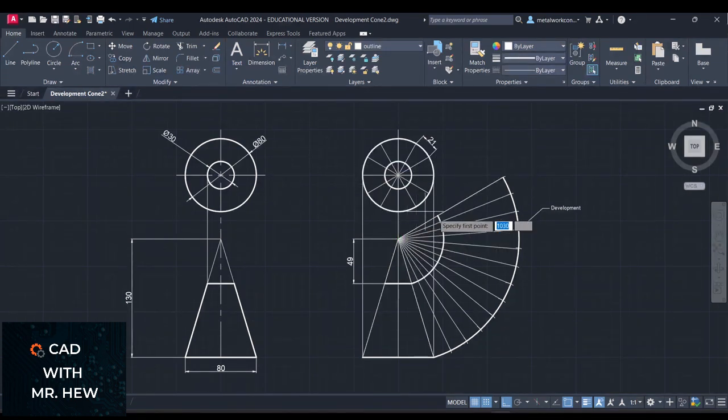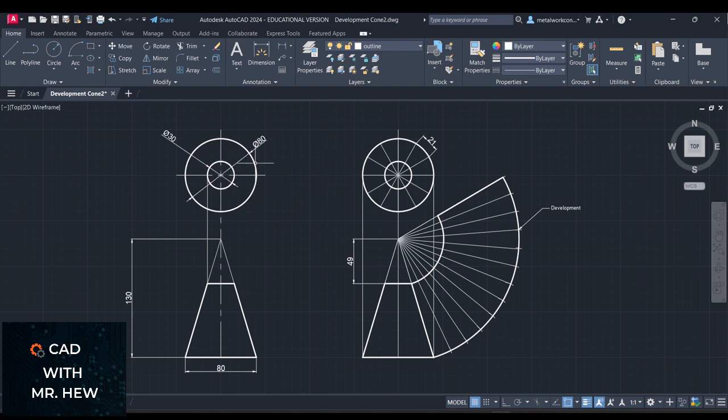All right, what we're going to do now is darken the edges for our development. So we need that side, we need this edge, we need this edge. All right, so this is the development for the truncated cone.